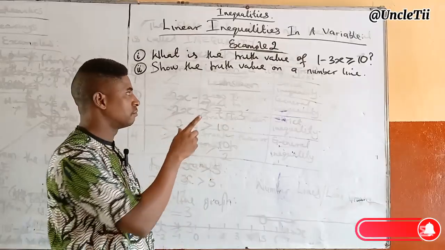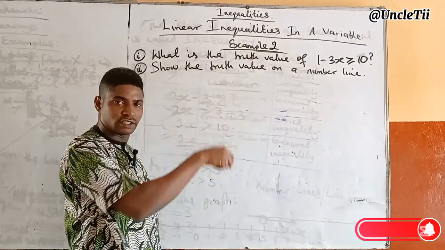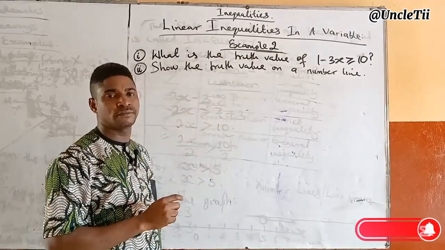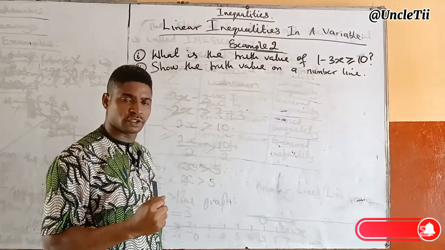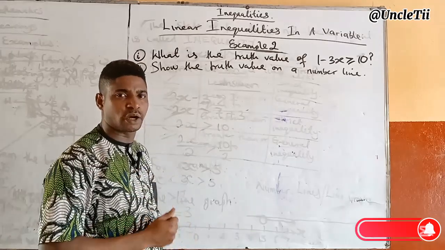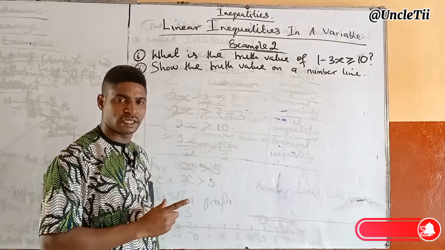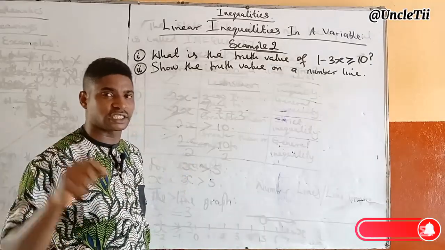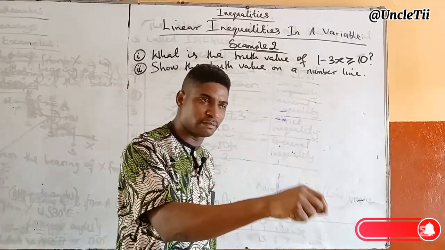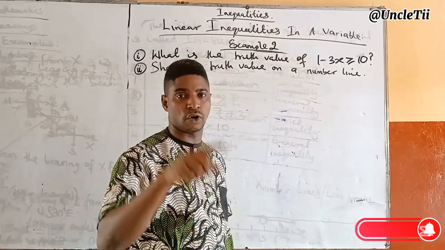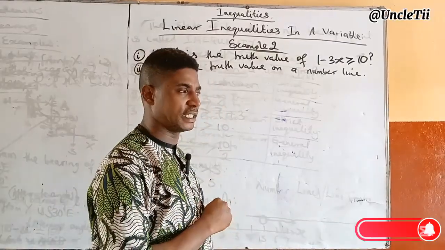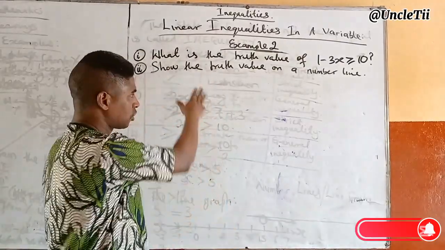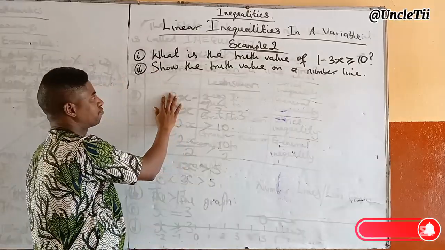Don't forget, inequalities is the state of two things not being equal. To solve inequality questions, we use the usual algebraic processes, except that we must remember to change the inequality sign when dividing by a negative constant or when multiplying by a negative constant. Let us look at this example.